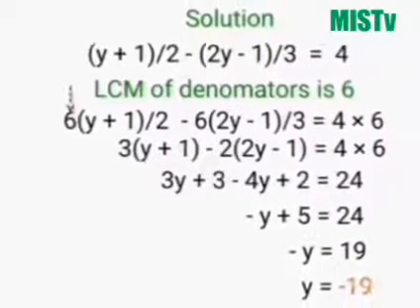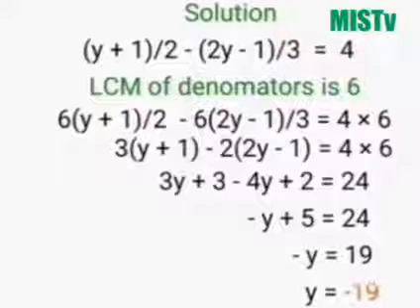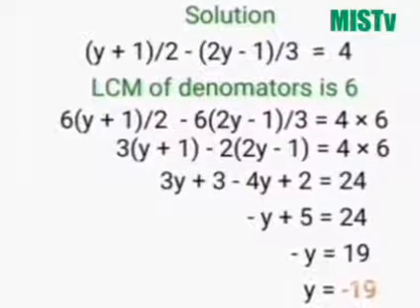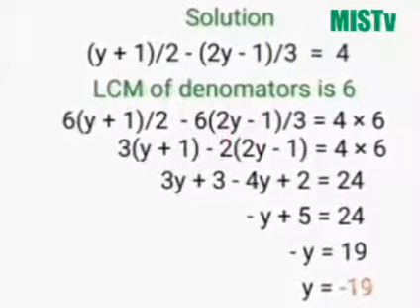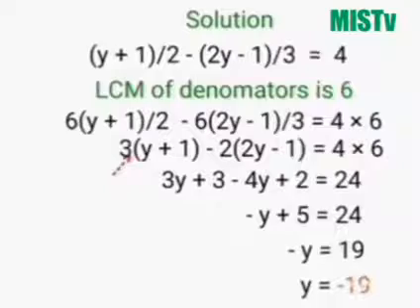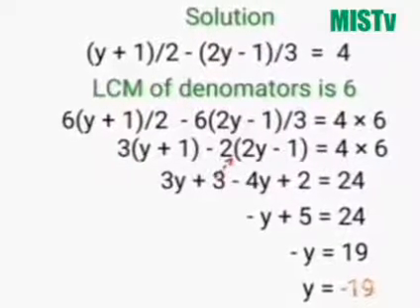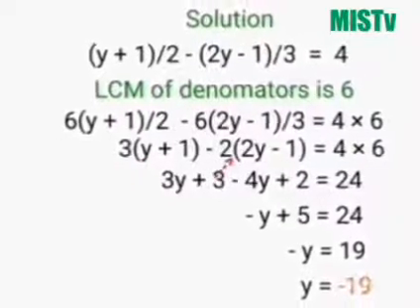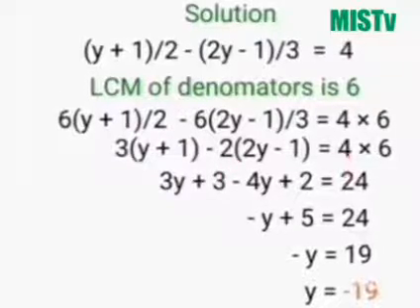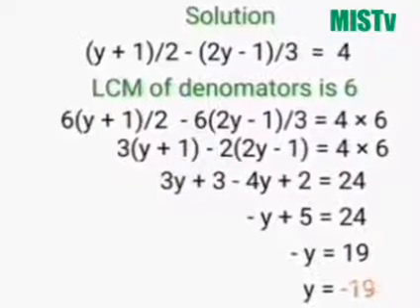2 divided into 6 gives 3. 3 divided into minus 6 gives minus 2. Now we have that 3 times y plus 1 in bracket minus 2 times 2y minus 1 in bracket equals 4 times 6.